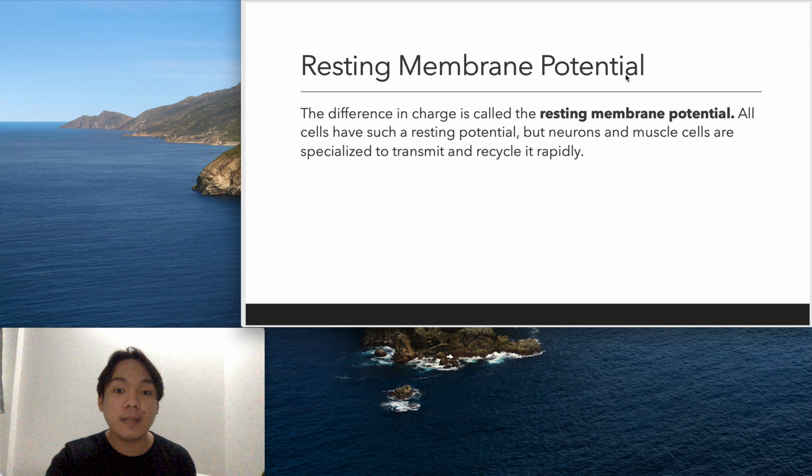Going back, there is what we call the resting membrane potential, which is the difference in charges. All cells have resting potentials, but neurons and muscle cells are specialized to transmit and recycle it rapidly because they're working with the nervous system, central nervous system.